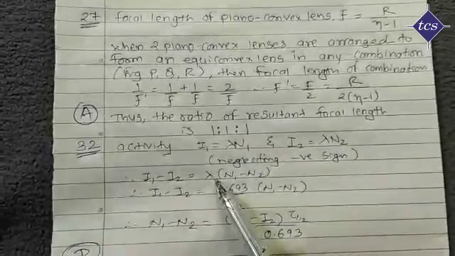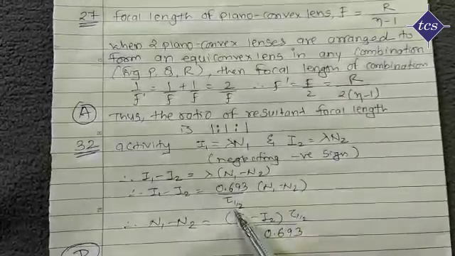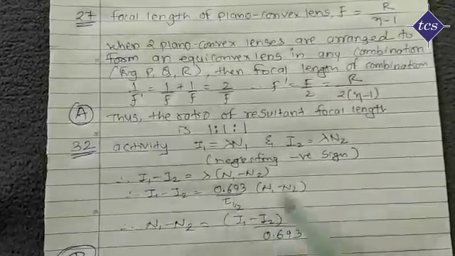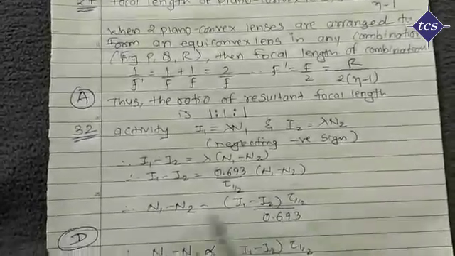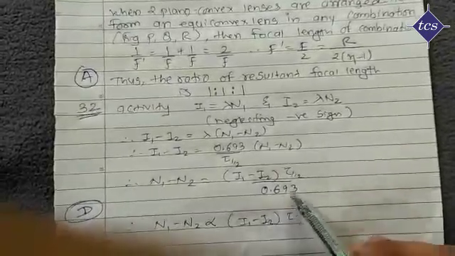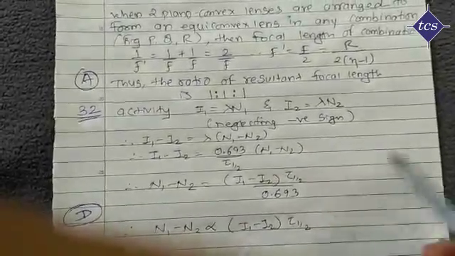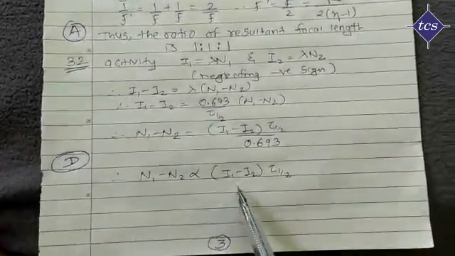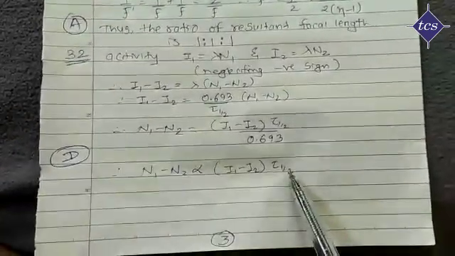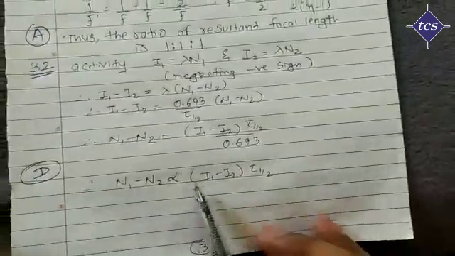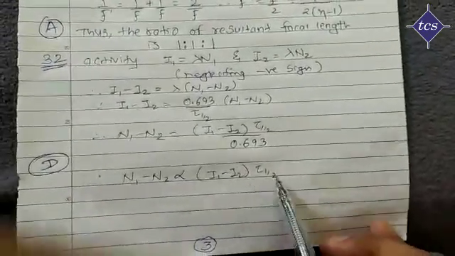Now substituting lambda as 0.693 by tau half and rearranging the equation, n1 minus n2 equals I1 minus I2 into tau half upon 0.693. But 0.693 is a constant, so we can say that n1 minus n2 is directly proportional to I1 minus I2 into tau half. So undecayed or disintegrated nuclei are directly proportional to I1 minus I2 into tau half. Option number D. Thank you.